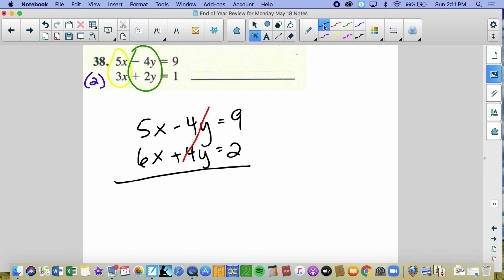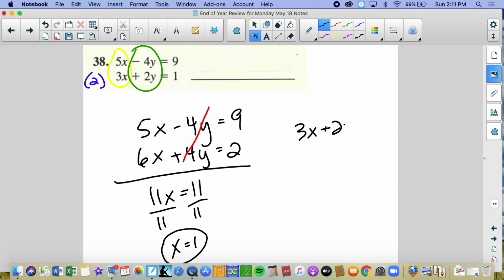My y's cancel. I'm left with 11x equals 11. Divide by 11. I get x equals 1. That's my x coordinate for my solution to it. And I pick one of these two equations. I'm going to pick the bottom equation this time. And I'm going to plug in a 1 for x.